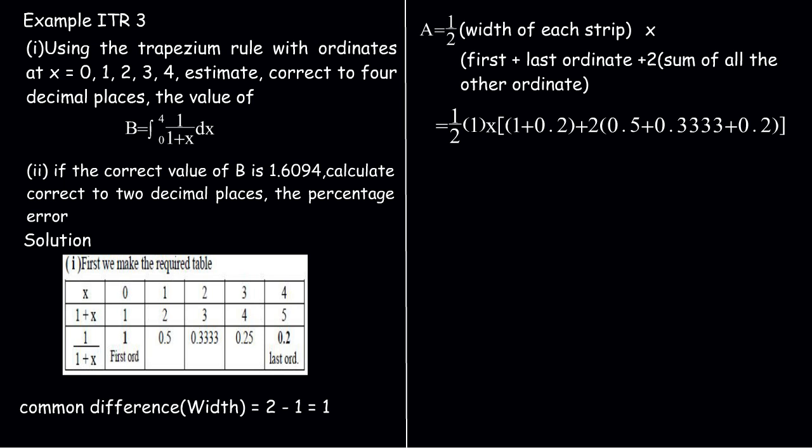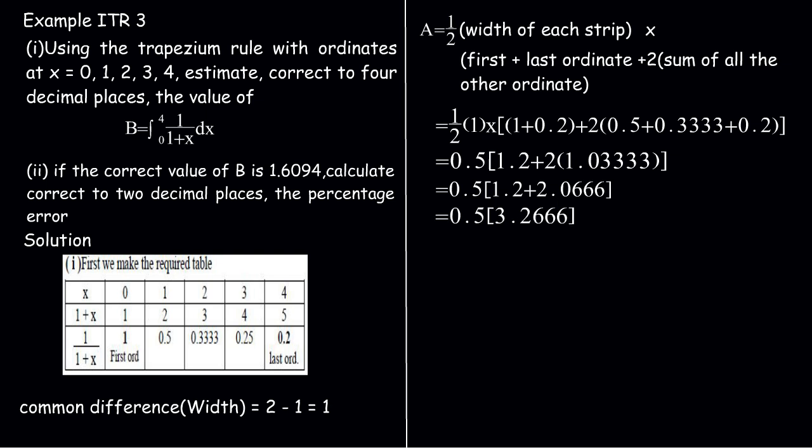Evaluating our brackets, it will be equals to 0.5 in bracket 1 plus 2 plus 2 in bracket 1.03333. Evaluating our bracket further, it will be equals to 0.5 in bracket 1.2 plus 2.0666, and adding our brackets to be equals to 0.5 in bracket 3.2666, which should be equals to 1.6333 to 4 decimal places.